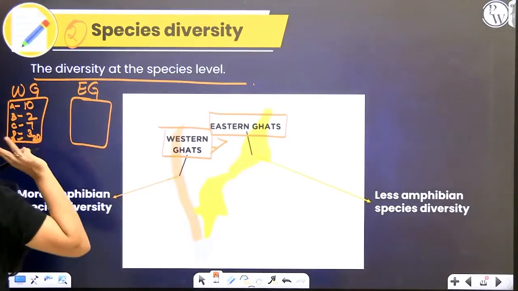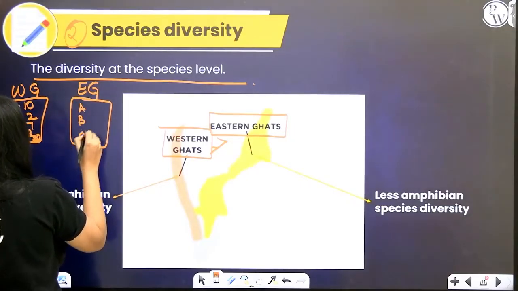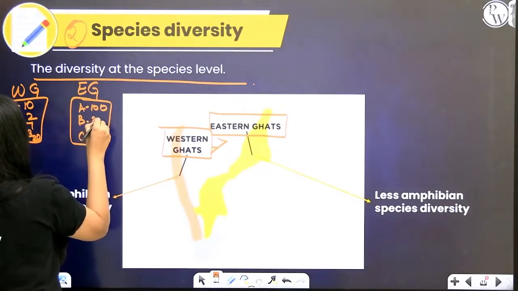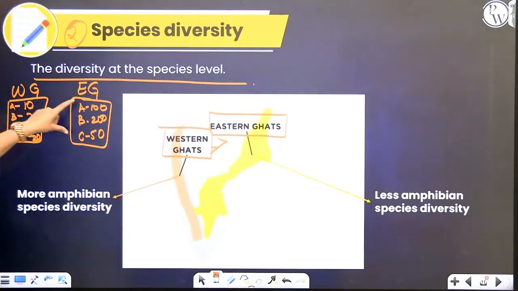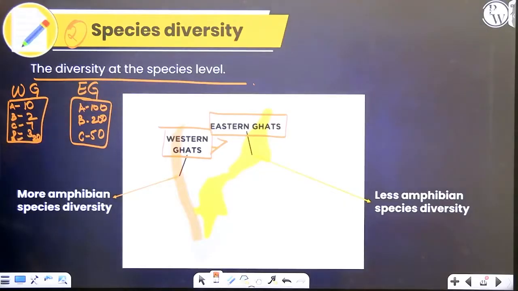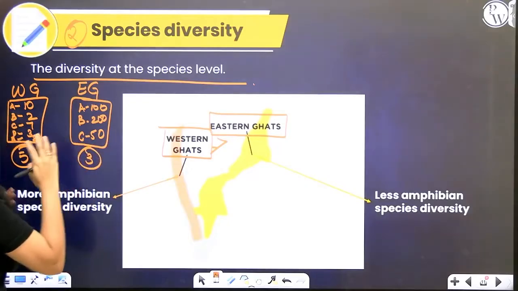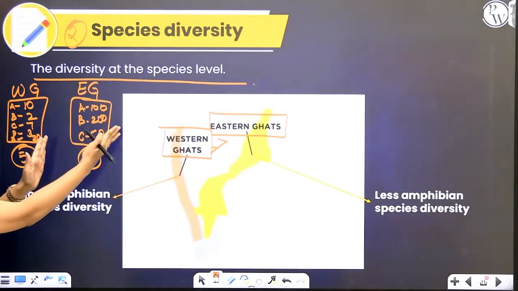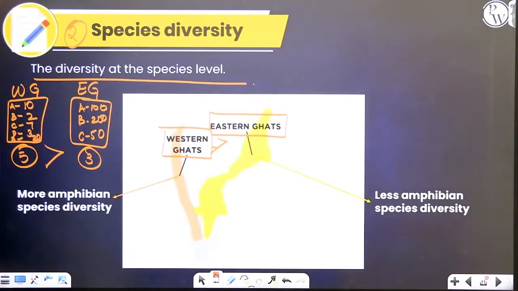In the Eastern Ghats, you have just 3 species, A, B, and C. There's 100 of A, 200 of B, and 50 of C. Now, if you look at the numbers, the number of frogs here is definitely greater than the number of frogs there. But what exactly are we measuring here? We are measuring the number of species. So, if you consider the number of species, we have 5 here, and you have just 3. Regardless of the number of frogs being greater here, we say that the species diversity is greater in the Western Ghats compared to the Eastern Ghats.